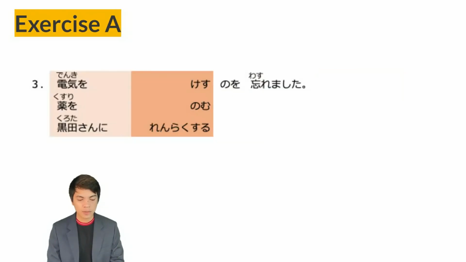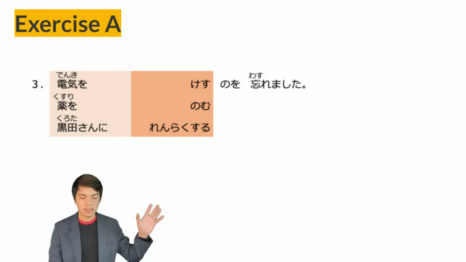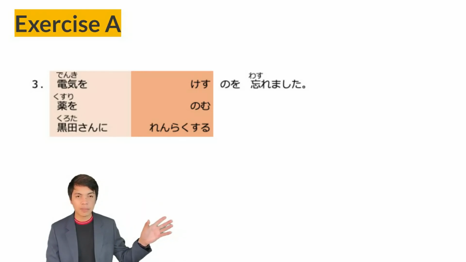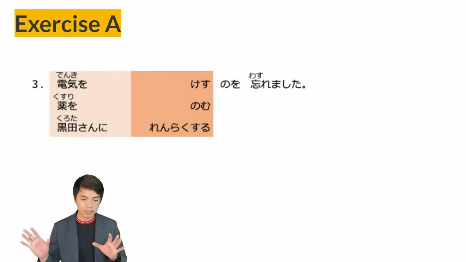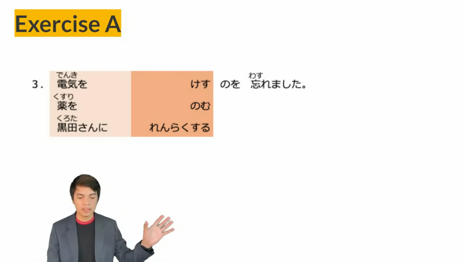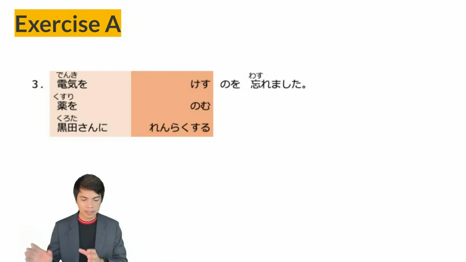Number 3. Denki o kesu no o wasuremashita. So denki o keshimasu, to turn off the lights. Kesu no o wasuremashita. So the verb wasuremashita uses the particle o for its object. So I forgot turning off the lights. Next line. Kusuri o nomu no o wasuremashita. I forgot taking my medicine. From the verb nomimasu, take medicine.